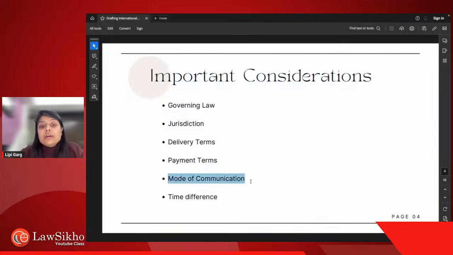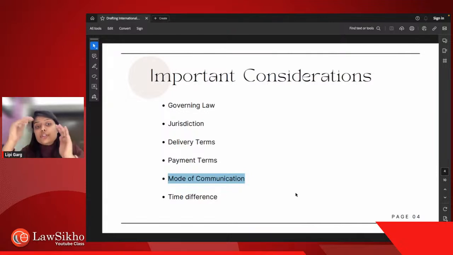Then we come to the mode of communication. Which mode of communication will you be using? Will you be using emails? Will you be using WhatsApp? Because these become a point of concern when you are dealing with Chinese suppliers, because they don't use a lot of these. They don't use Gmail, they don't use WhatsApp, all of these, right? So how will you be communicating? And yeah, so mode of communication is a very important concern.